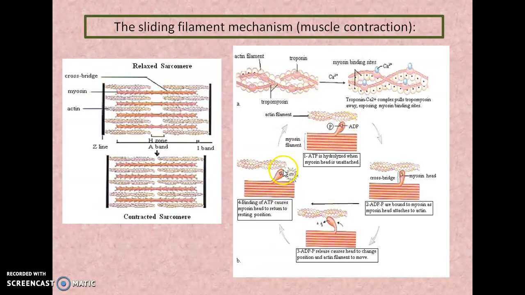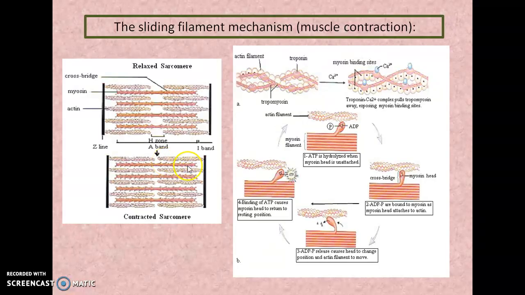Okay, and then here we could find that when ATP is attached to the head, it gets detached, and when it is hydrolyzed to give ADP and phosphorus, then the head is exposed to be attached to this myosin binding site, to form a cross bridge. And this head will then move inward when ADP and phosphorus are released from it. So the head will move inward towards the M line, and when another ATP is attached, the head gets relaxed again, and this process continues again and again until the muscle is contracted.